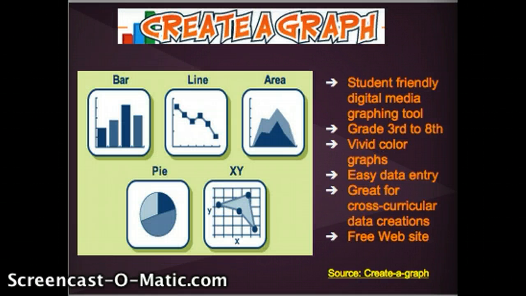Create a Graph is a website that is really fun to use with previous data collection that students have. They can go in and manipulate that data and make some really engaging, colorful graphs to display their data with. This is targeting mainly grades 3rd to 8th.